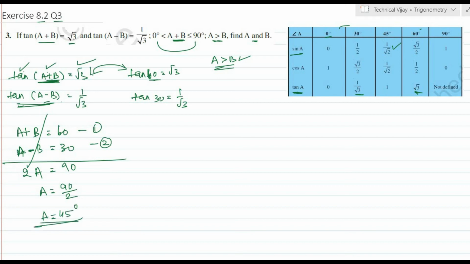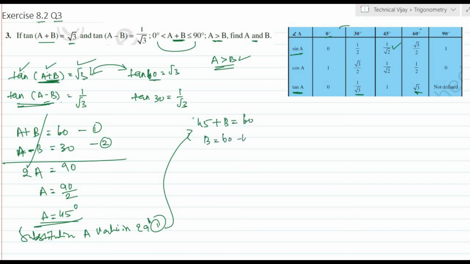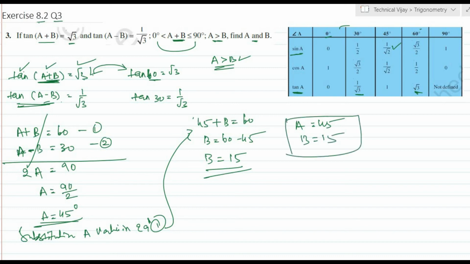Okay. So substitution method. Substitute a value in equation 1. So here a value means 45. 45 plus b is equal to 60. So b is equal to 60 minus 45. So b is equal to 15. So a is equal to 45 and b is equal to 15. These are the values.